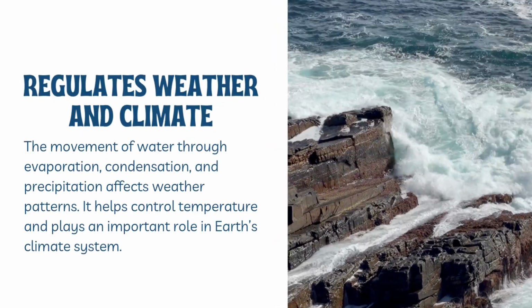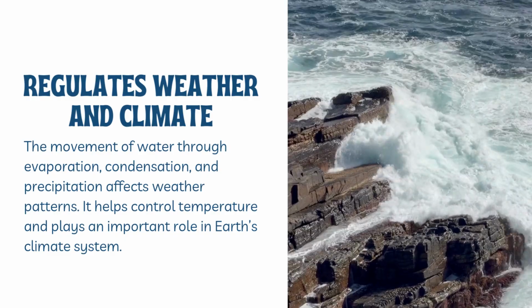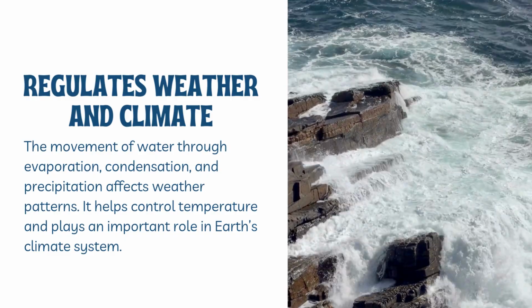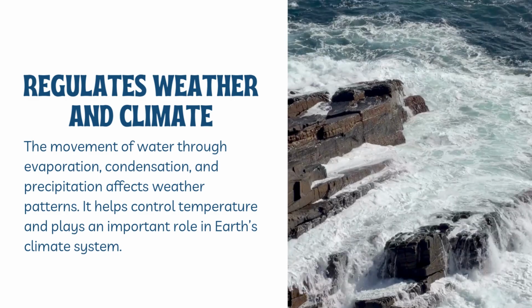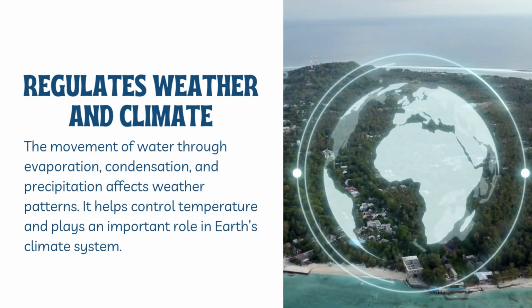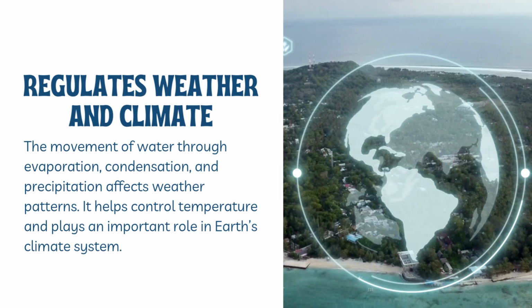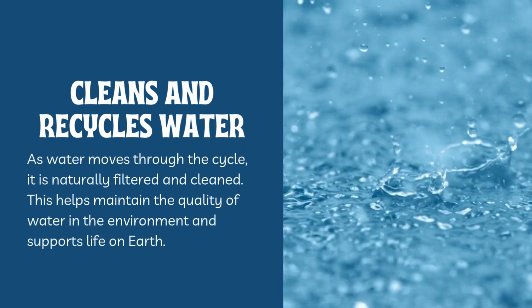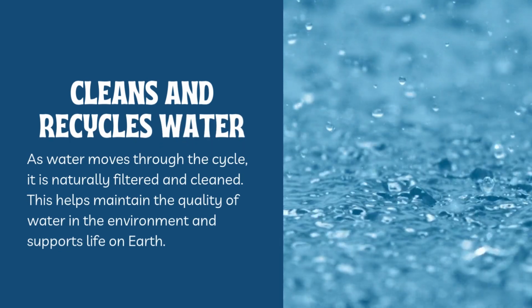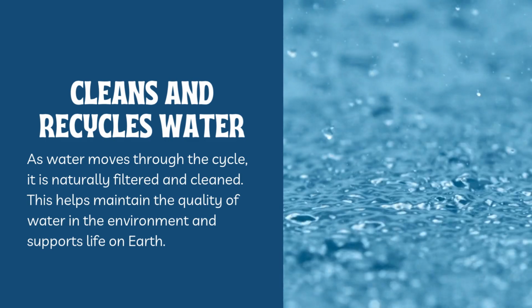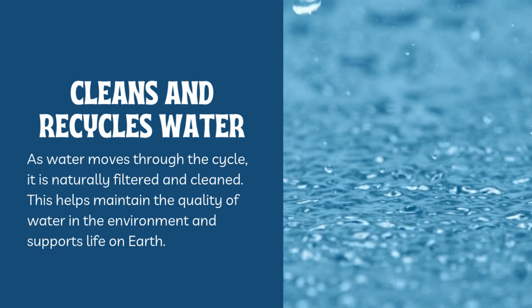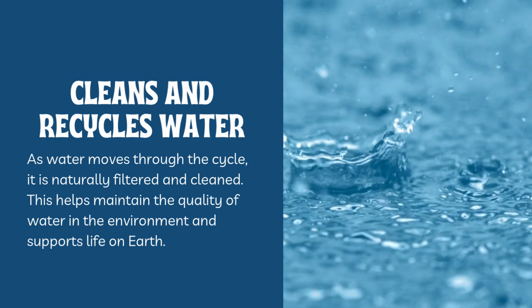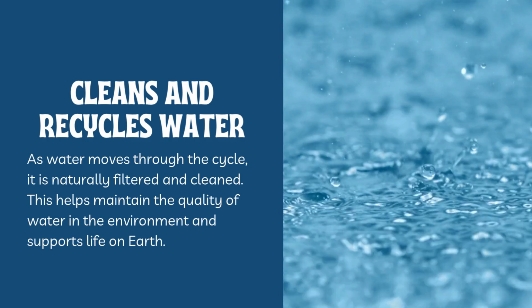Regulates weather and climate. The movement of water through evaporation, condensation, and precipitation affects weather patterns. It helps control temperature and plays an important role in Earth's climate system. Cleans and recycles water. As water moves through the cycle, it is naturally filtered and cleaned. This helps maintain the quality of water in the environment and supports life on Earth.